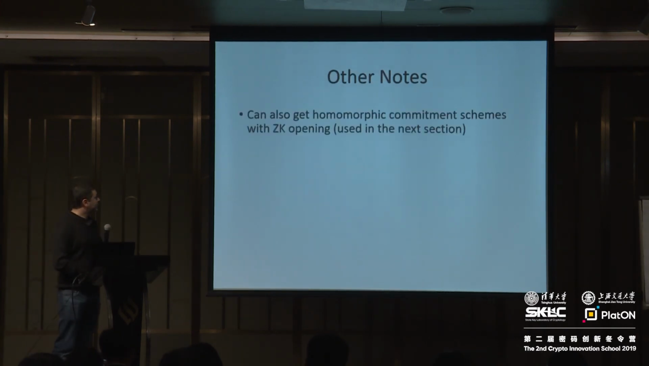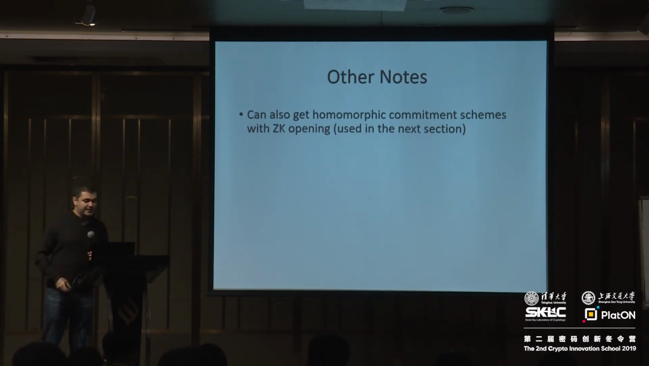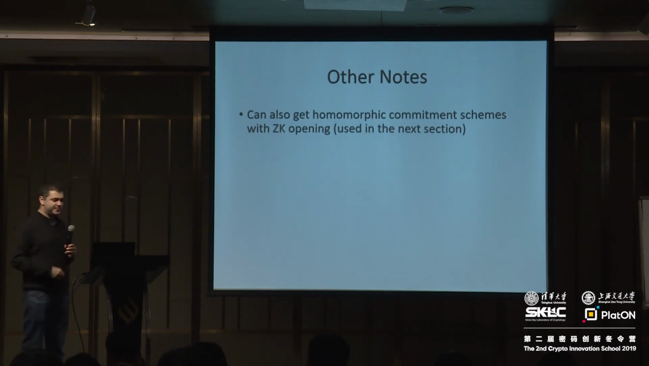Okay? So some other notes, we can also get homomorphic commitment schemes with zero knowledge opening, and this is actually important, it's used in the next section. So we can get basically commit, and I'll go into more detail about what we want from that. I won't show the construction, but you can do it, and it's very similar techniques to what I described.